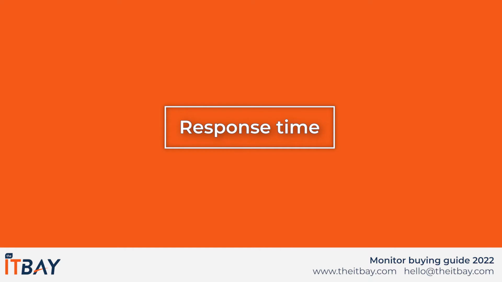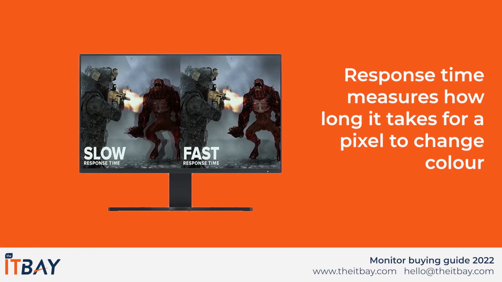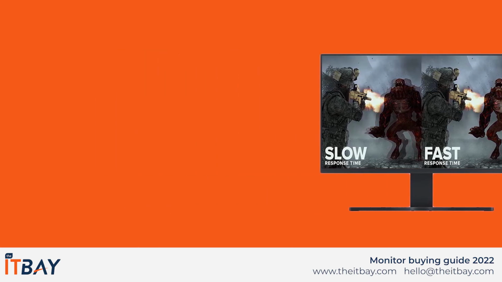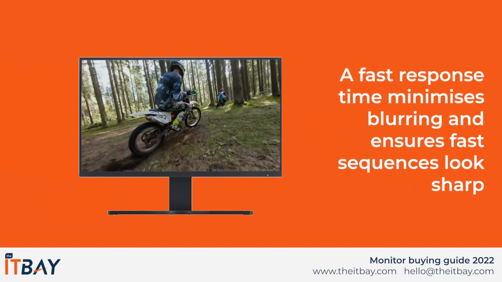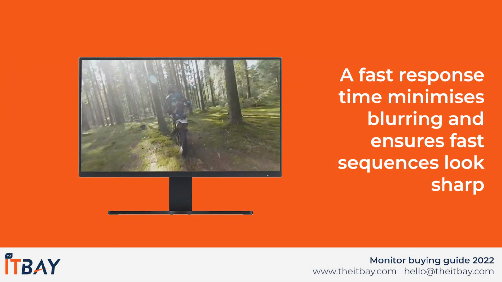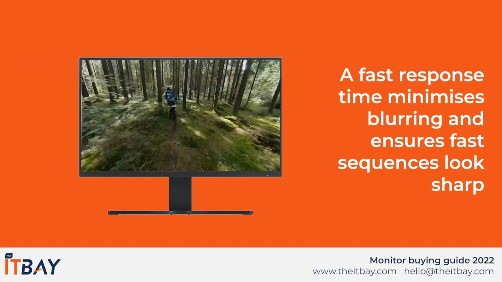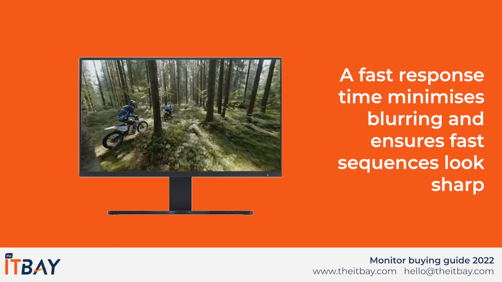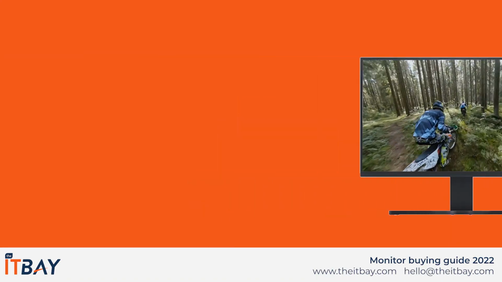Response time. Response time measures how long it takes for a pixel to change color. It's measured in milliseconds and is mainly relevant for fast-moving games and movies. A fast response time minimizes blurring and ensures fast sequences look sharp. Monitors with a response time sub 5 milliseconds are good, but the best response times are under 1 millisecond.